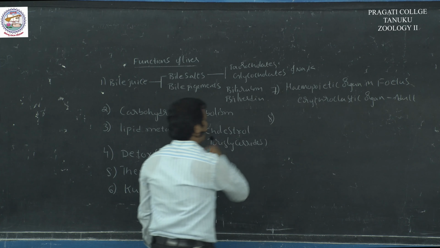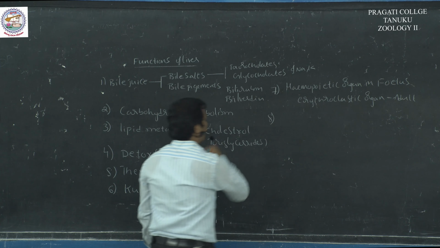So these are the various functions of the liver. Let me recall once again. Liver produces the bile juice. The bile juice contains bile salts and bile pigments. The bile salts include taurocholates and glycocholates of sodium and potassium. The bile pigments include bilirubin and biliverdin, which are formed due to the destruction of old and worn out RBC.